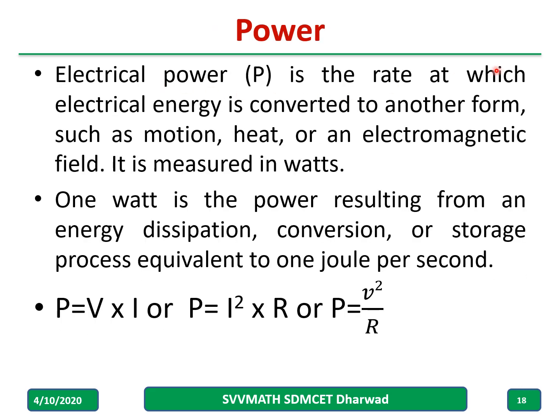Power is the rate at which electrical energy is converted into another form, such as motion, heat, etc. Power equals V × I, or power equals I² × R, or power equals V² / R.